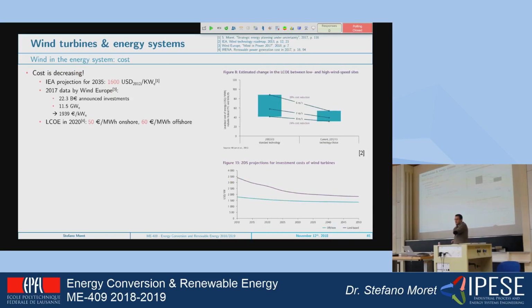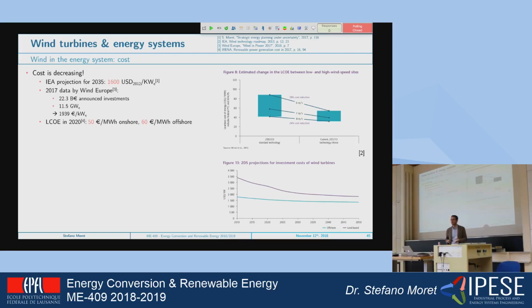Cost is heavily decreasing. Actually, if you look at what the IEA, the International Energy Agency, was forecasting years ago, they were forecasting prices for 2035 which are basically already reached today. I was checking in this report from 2017, there is around 22.3 billion euros announced of investments in Europe, which correspond to 11.5 gigawatts. If you do the math, it's around 1,900 including all the cost of investment. And the price is around 5–6 cents per kilowatt hour.